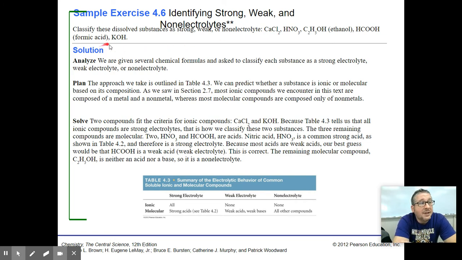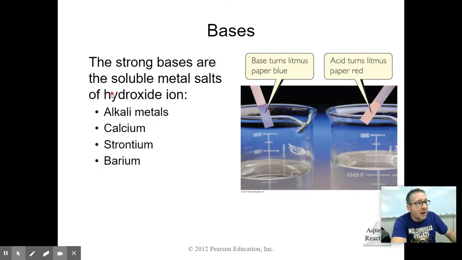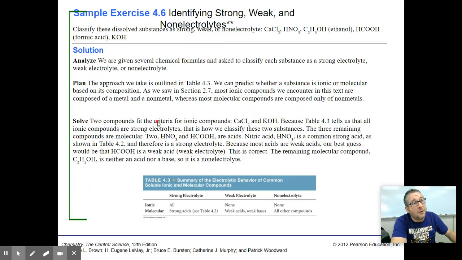Potassium hydroxide is also considered a strong or an ionic substance. Yes, it's got hydroxide in there, but it's potassium, so it could be a strong base. People might consider it ionic, but it could also be considered a base. So, strong base or possibly ionic, therefore it's going to be a strong electrolyte. So calcium chloride and potassium hydroxide are strong electrolytes.